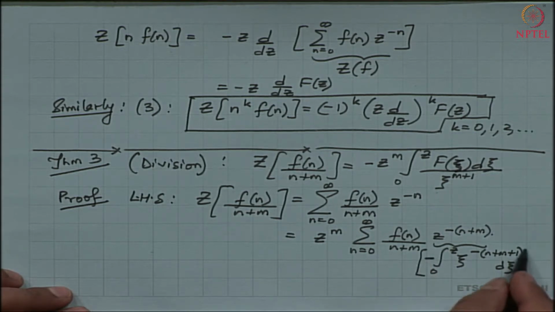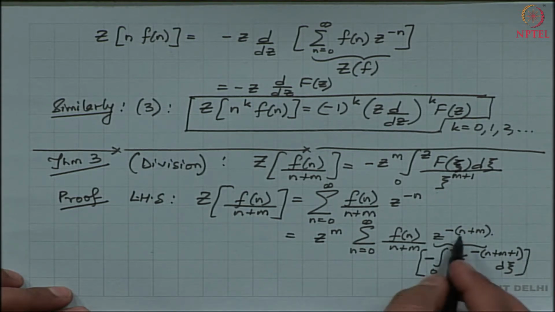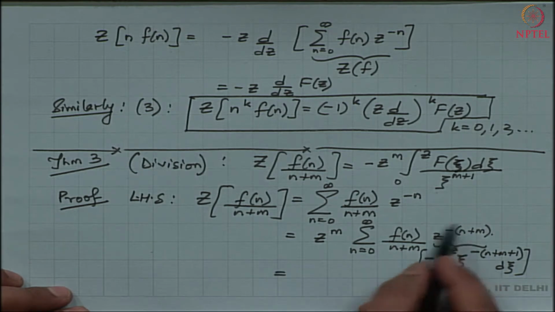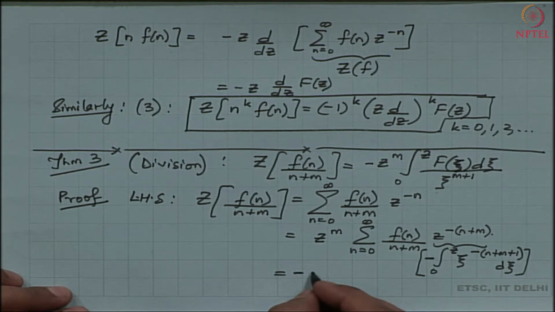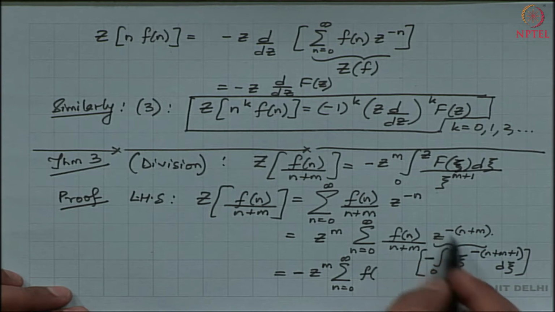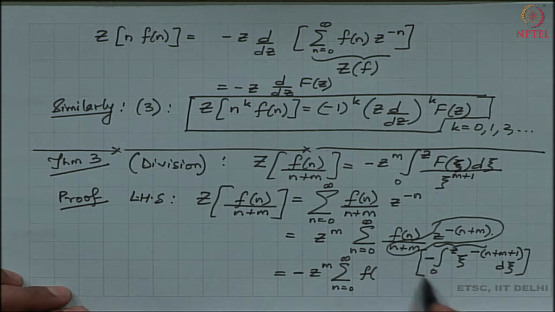Students can check that if I evaluate this integral, I am going to get back this expression z to the power negative n plus m. So, let us replace this expression by this integral to come to this new sum. The new sum is negative z to the power m, summation n from 0 to infinity f of n times the integral 0 to z of zeta to the power n plus m plus 1 d zeta.